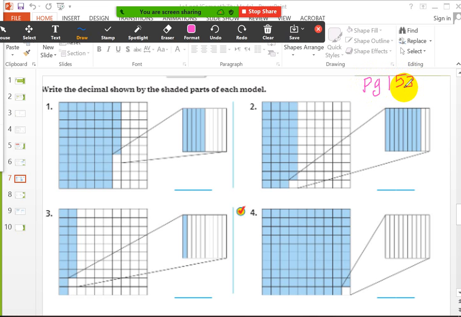Okay? So in this exercise, write the decimal shown by the shaded parts of each model. Okay, so I want to write the decimal represented by this model, and we talked about the whole. Look at this whole. This whole is divided into 100 parts. If you count the parts, the number of whole parts equals what? Equals 100.